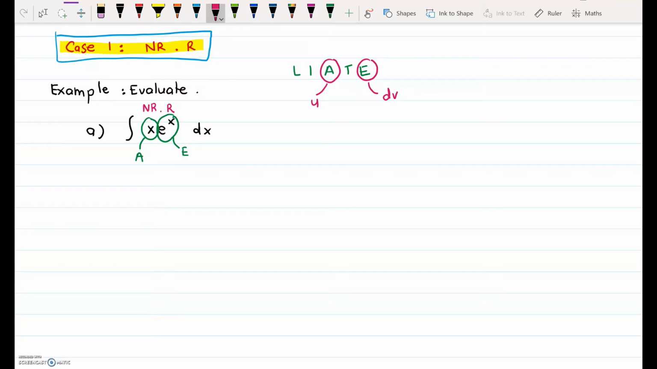Alright, so in here, let's use blue color. Let u be your x, and your dv will be e^x dx. Remember, please bring along the dx. Alright, next, the second step is we want to find du and v. From here you will differentiate u.